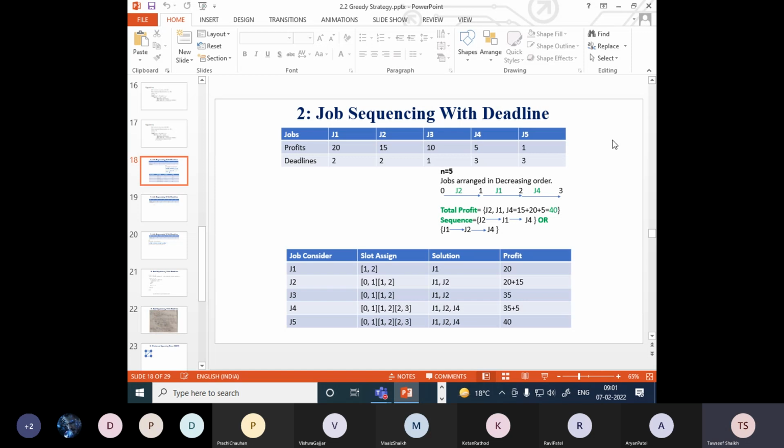and the algorithm is known as job sequencing. Job sequencing with deadline, which means that a particular person is being asked to perform certain kinds of jobs or certain kinds of tasks from i equal to 1 to n, and every task is attached a deadline.